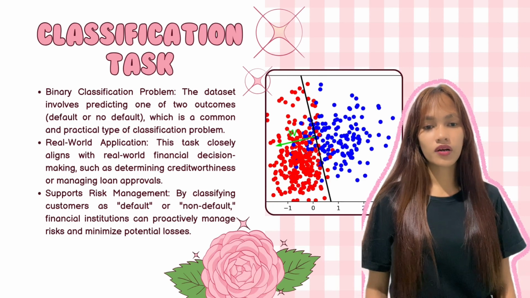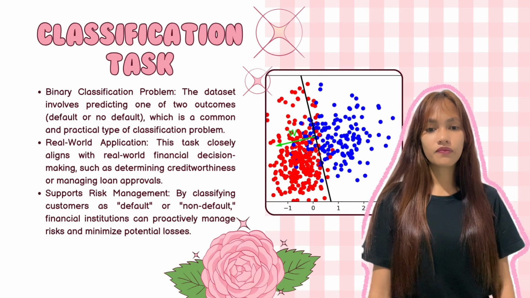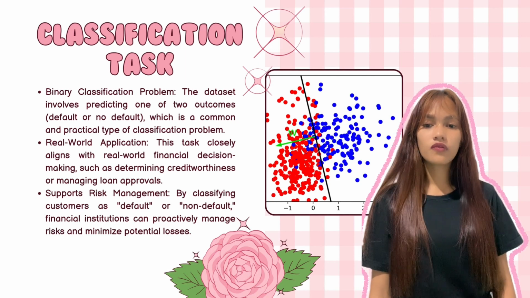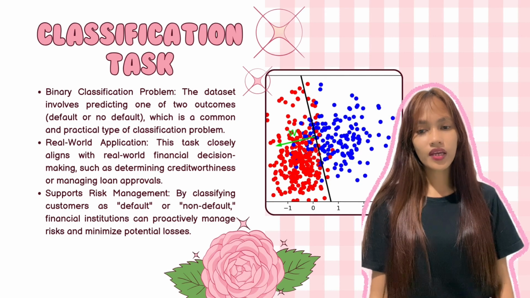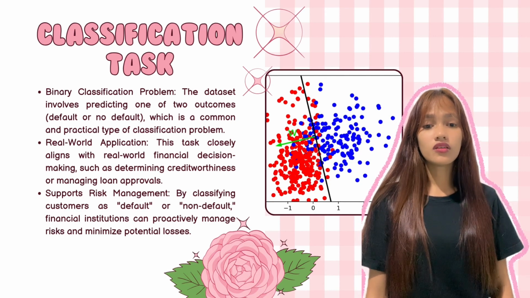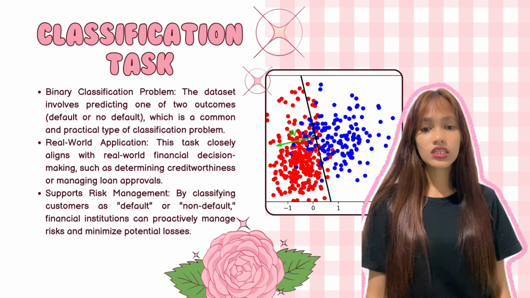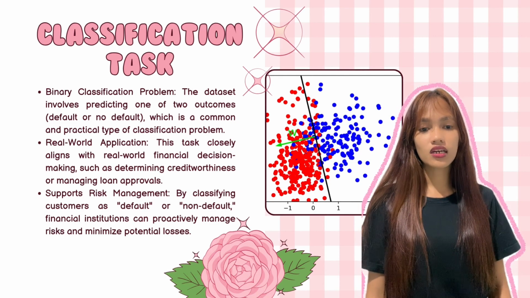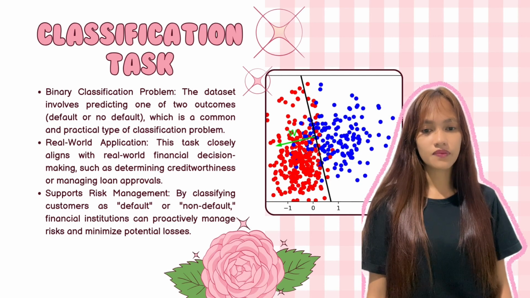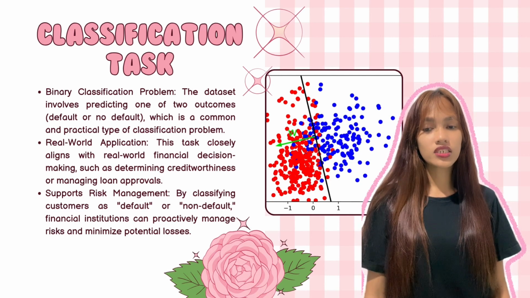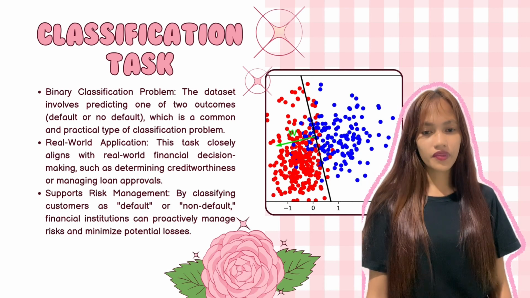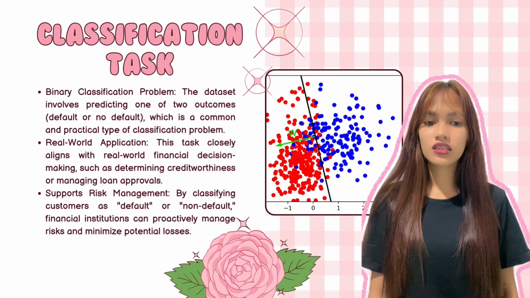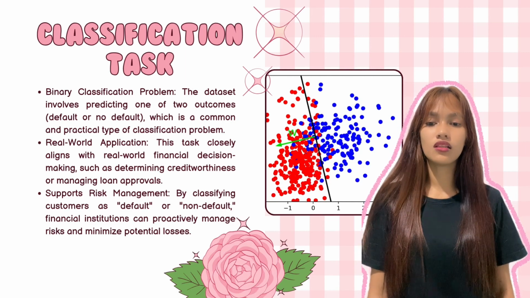Binary classification problem. The dataset involves predicting one of two outcomes, default or no default, which is a common and practical type of classification problem. It is also considered a real-world application. This task closely aligns with real-world financial decision-making, such as determining creditworthiness or managing loan approvals. And then it supports risk management by classifying customers as default or non-default. Financial institutions can proactively manage risk and minimize potential losses.